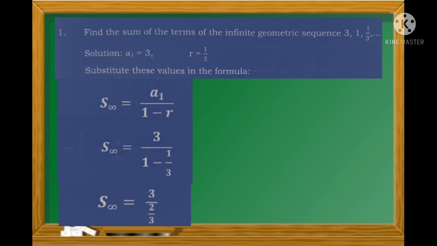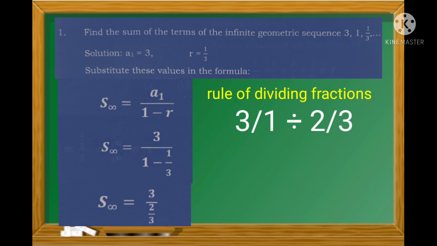So, sum to infinity is equal to 3 over 2/3. So this time we will be dividing a whole number by a fraction. So how to divide this one? So I will rewrite that one into this one. 3 divided by 2/3. So in the rule of dividing fractions, we will multiply the first fraction by the reciprocal of the second fraction.